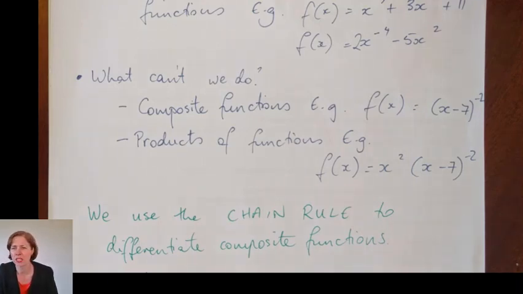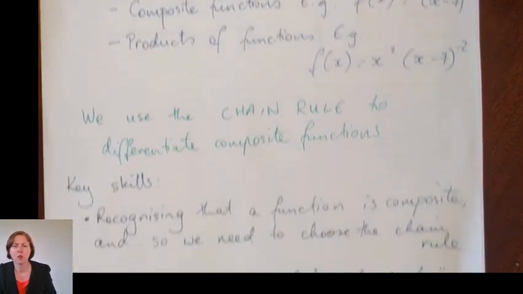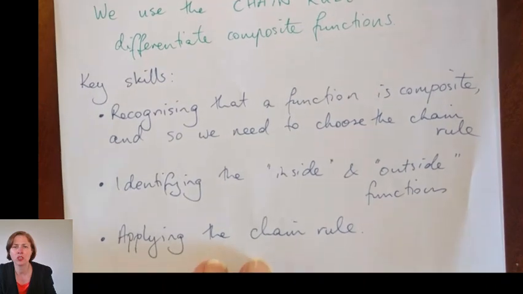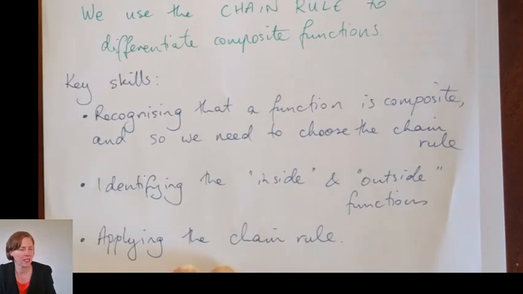I can't do products of functions like in the example shown. But we are going to learn how to do those. And the first thing we're going to learn is composite functions. And in order to differentiate a composite function, I'm going to use the chain rule. That's what it's for. So what are the key skills to be able to use the chain rule? The first one, and this might seem really obvious, but it's often the hardest thing to do, is recognizing that a function is composite and therefore I do need to choose the chain rule.